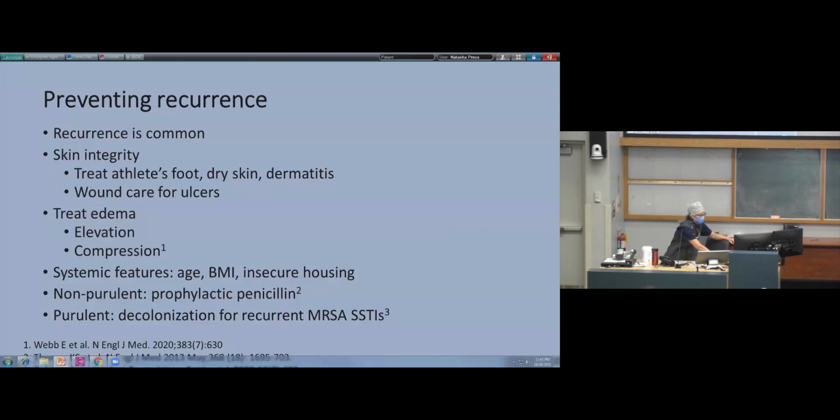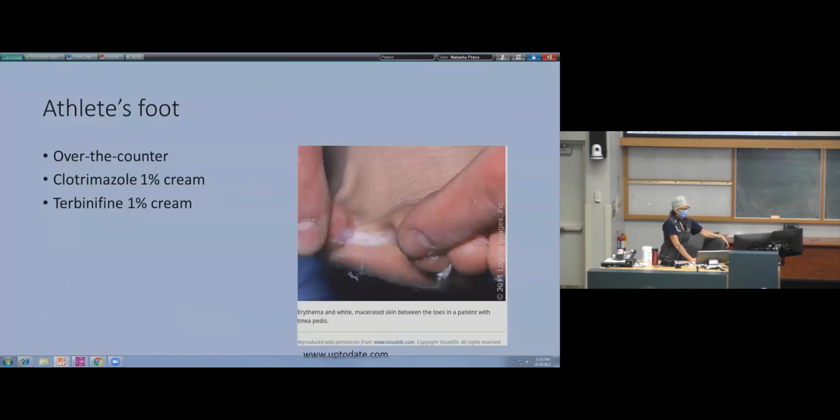So for athlete's foot, you can just see in this picture that there's maceration and peeling between the toes and the web spaces. Patients, as outpatients, can actually get this over the counter. Just ask for athlete's foot cream. But if you're ordering it for your inpatients, in OPAT we tend to use a lot of either clotrimazole 1% cream or terbinafine 1% cream. And patients can put this on twice a day for weeks until it's better.